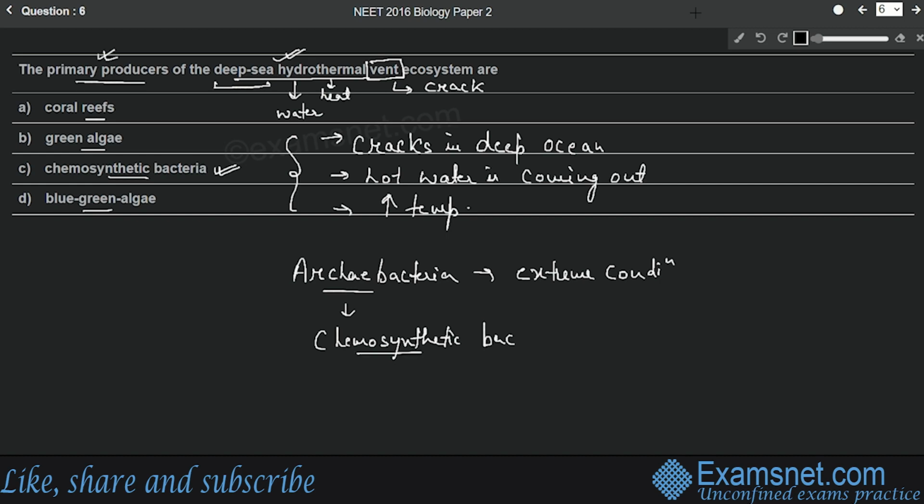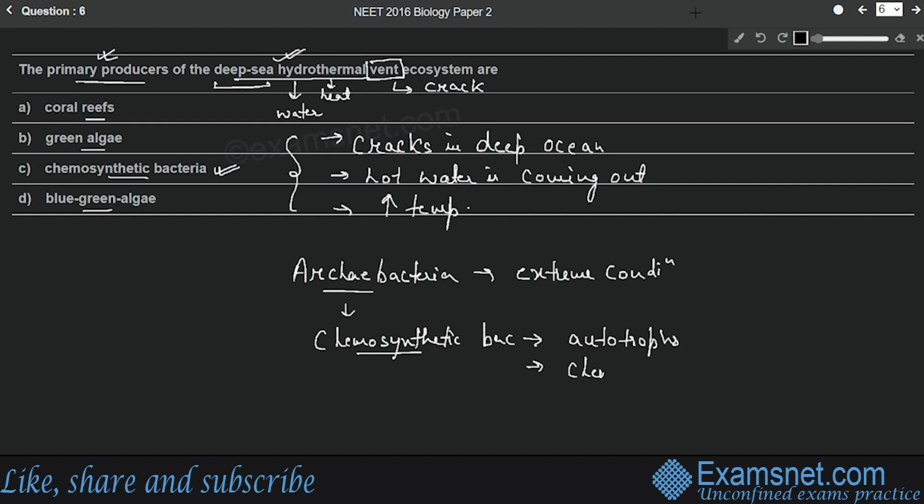So here the question is asked about the primary producers. So these chemosynthetic bacteria also act as the primary producers in these locations, because these are autotrophic in nature. Okay, these are autotrophs. They can synthesize their own food. But as we know that at such a great depth, sunlight will not be available. Okay, so how will they synthesize their own food? They will use the chemical reactions.